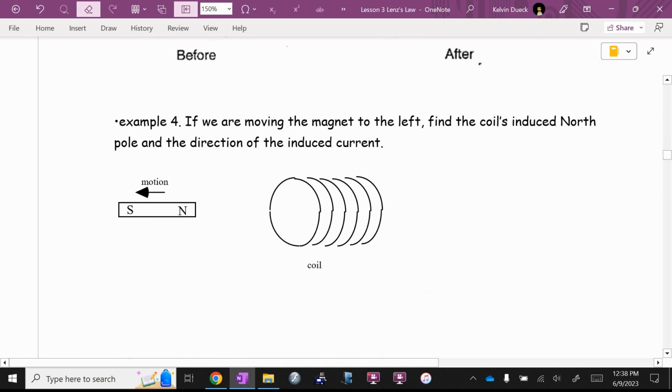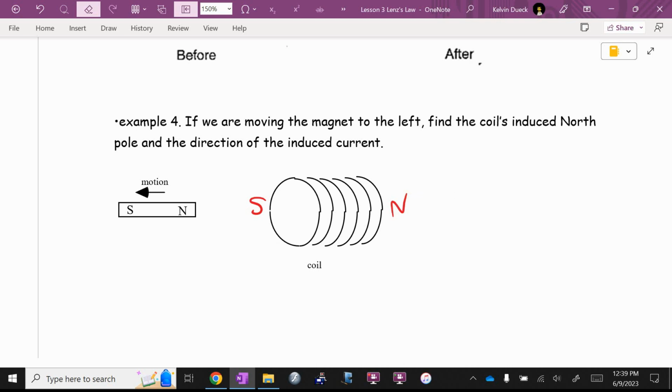Example 4. If we're moving the magnet to the left, find the coil's induced north pole and the direction of the induced current. So what pole, Joanna, is closest to the coil, the south or the north? Focus on that one. Is it moving towards the coil or away from the coil? Whatever magnetic field the coil generates will resist that. What would resist a north pole moving away? Yeah, it's going to put a south pole right there saying, come back.